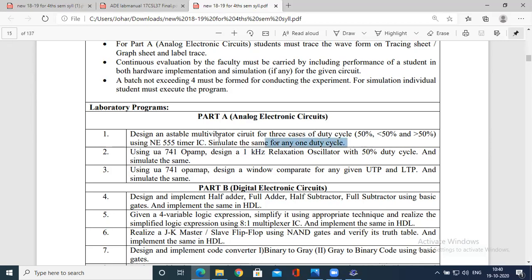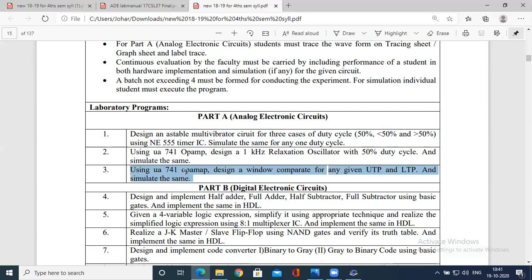For the 555 timer, obviously you have 3 cases. So all the 3 cases should be shown in the simulation. The calculation part has to be shown, and also the circuit design has to be shown. It is quite a lengthy experiment. Even when you do it in the lab physically, you have all the 3 cases to be shown. And this is the third one.